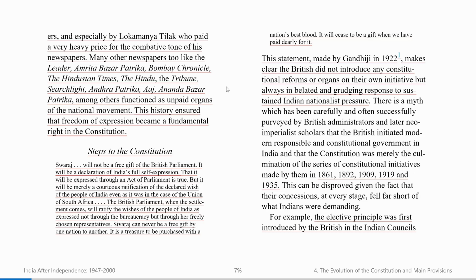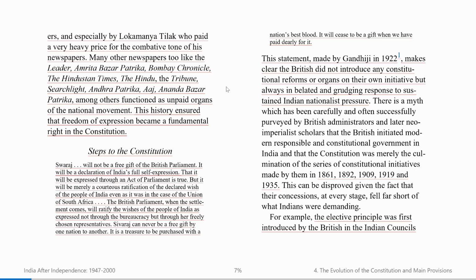Right? The British Parliament, when the settlement comes, will ratify the wishes of the people of India as expressed not through the bureaucracy, but through her freely chosen representatives. Gandhi says that Swaraj can never be a gift from one nation to another. It is a treasure to be purchased with a nation's best blood. It will cease to be a gift when we have paid dearly for it. So the idea became that whatever the Britishers gave us, it was not that they gave us, we took it from them. Right? Britishers never wanted to leave India because India was always a crown jewel.